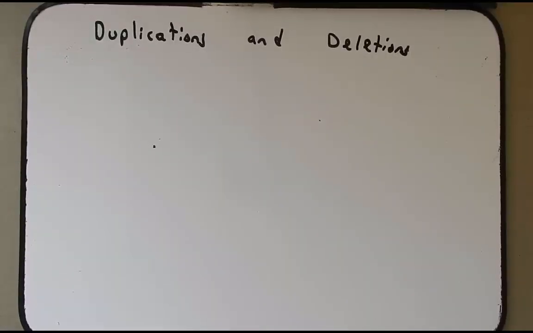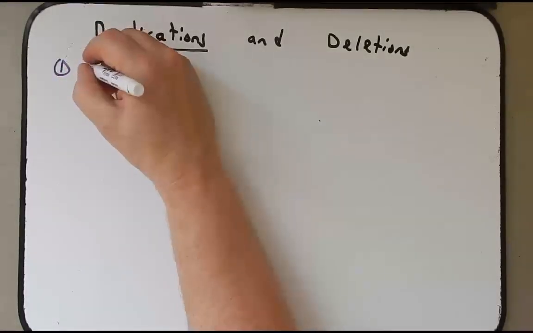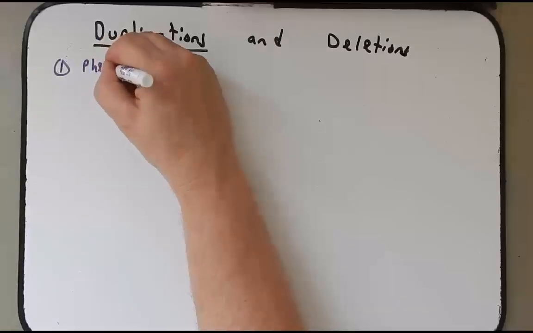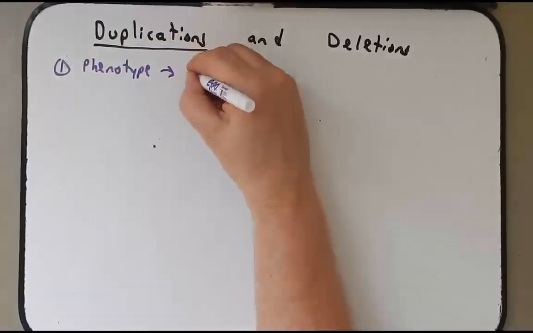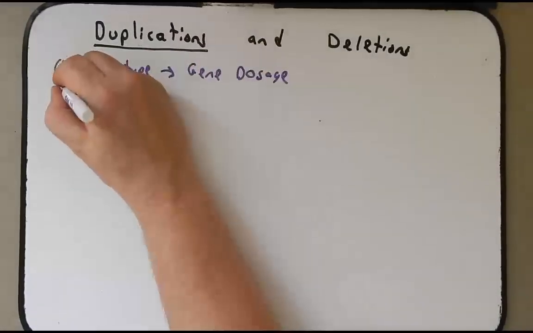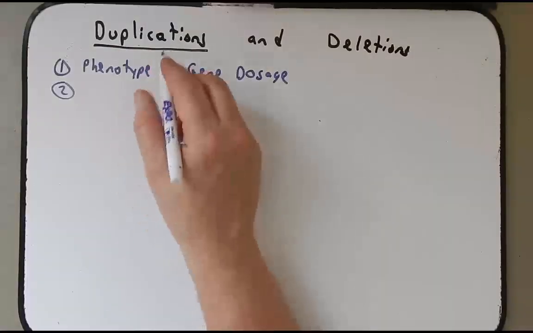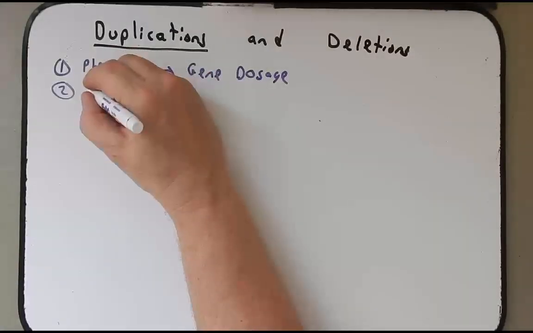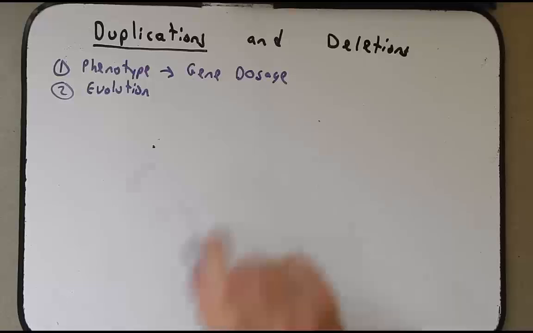Okay, so I want to focus first on duplications. And I'm going to talk about 2 things with duplications. The first will be a phenotype caused by duplications due to something we'll call gene dosage. Then I want to talk about duplications and how duplications are important in evolution. But let's talk about gene dosage first.